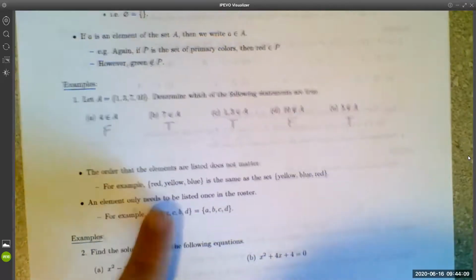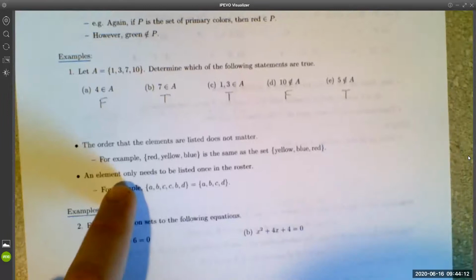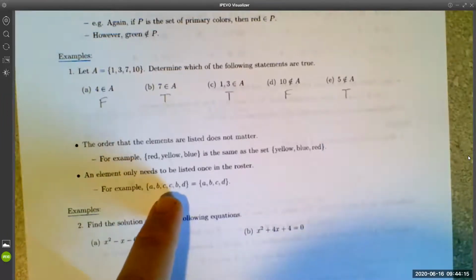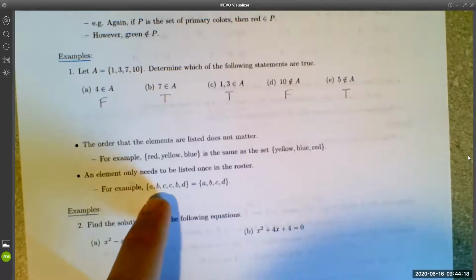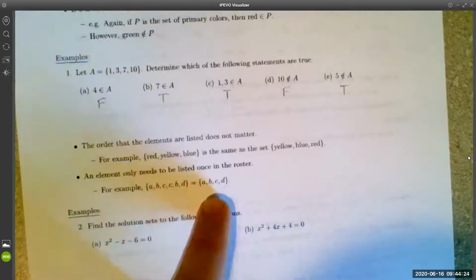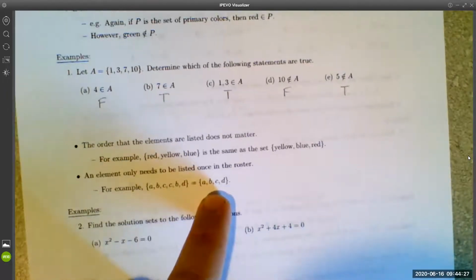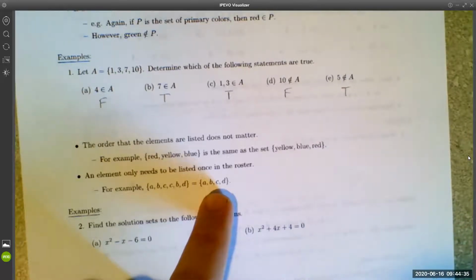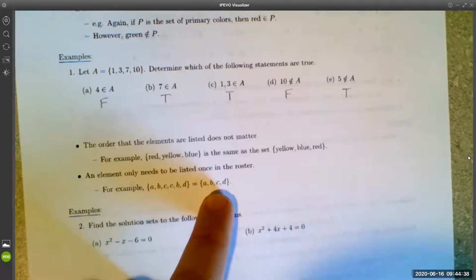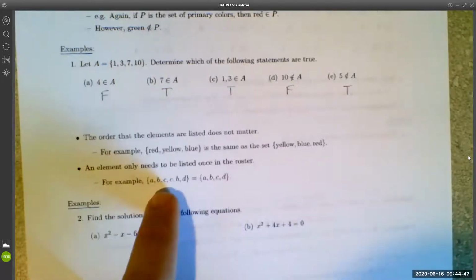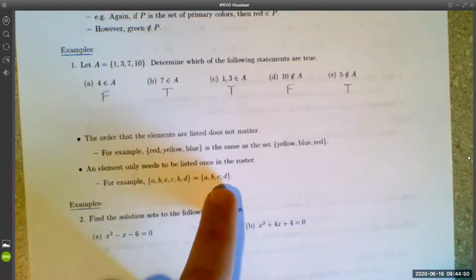And then the other thing about sets is that an element only needs to be listed once in the roster. So if you had a set where you double counted some of the elements like A, B, C, C, B, and D, so C and B are both repeated, that's exactly the same set as just A, B, C, D. And I'm going to call this the simplified version. That's not any kind of correct terminology in set theory. We don't really use the terminology simplified to describe sets. But for the purposes of this class, I'm going to call this the simplified version of that, right? So where we've eliminated any repeats.